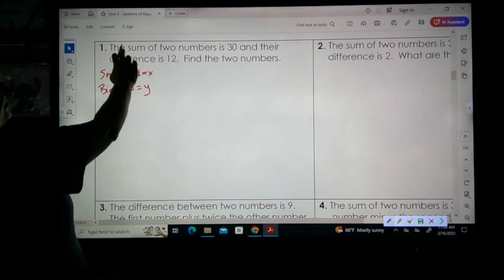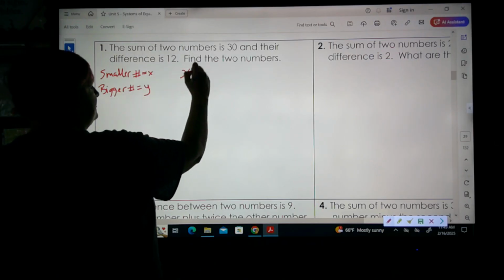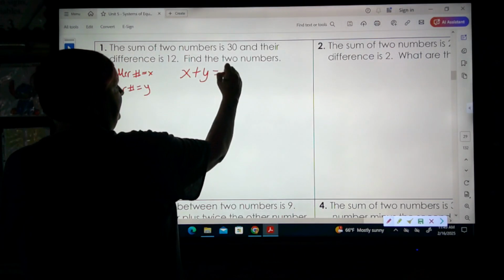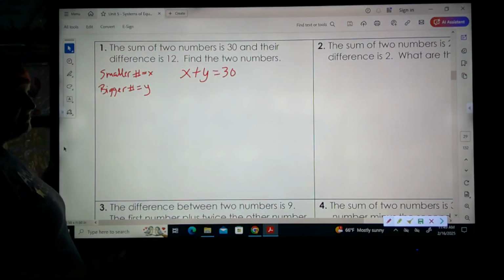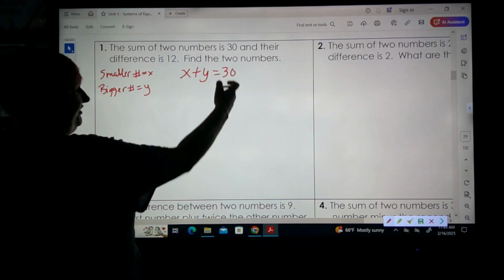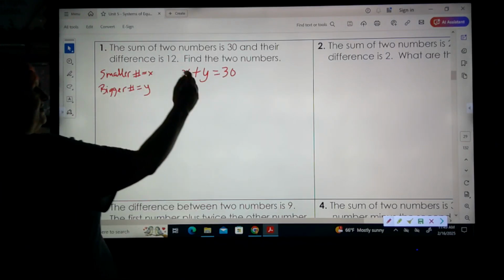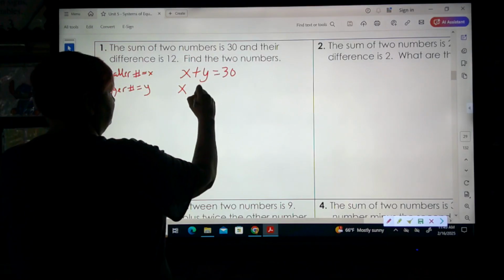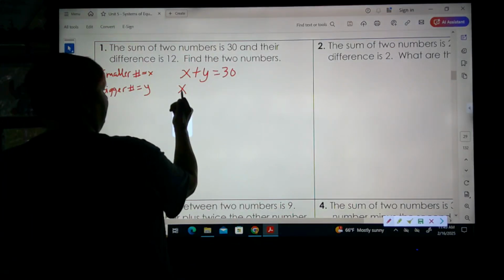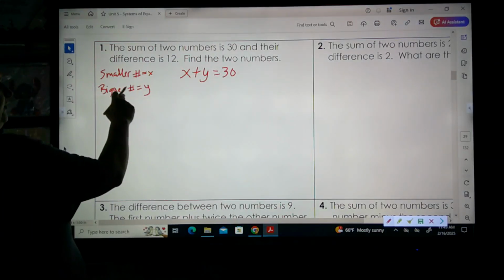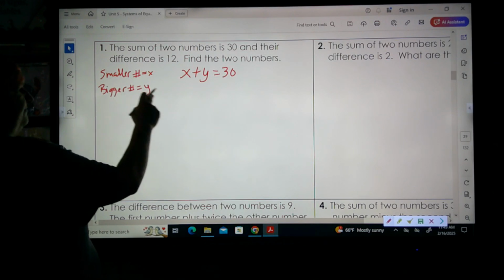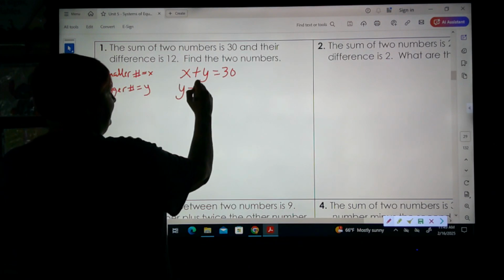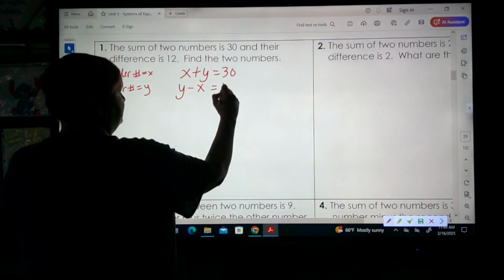It's telling us that the sum of the two numbers is 30, so x plus y equals 30. And their difference is 12. So the difference between the two numbers is 12. We need to be careful how we write this, because the bigger number should come first. So y minus x equals 12.